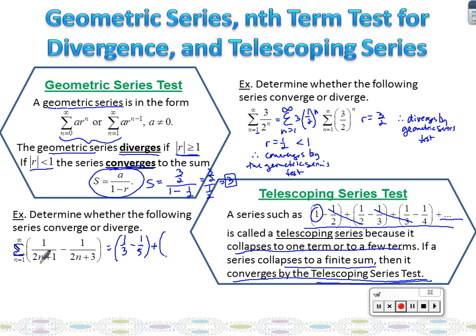Let's see, we put a 2 in. We get 1/5 minus 1/7, plus, we put a 3 in, we get 1/7 minus, what is that, 1/9, plus ... and hopefully we can tell with the first few terms that it's telescoping. So notice how the negative 1/5 and the positive 1/5 go away, the negative 1/7 and the positive 1/7, and they're going to keep doing that as many terms as I write.